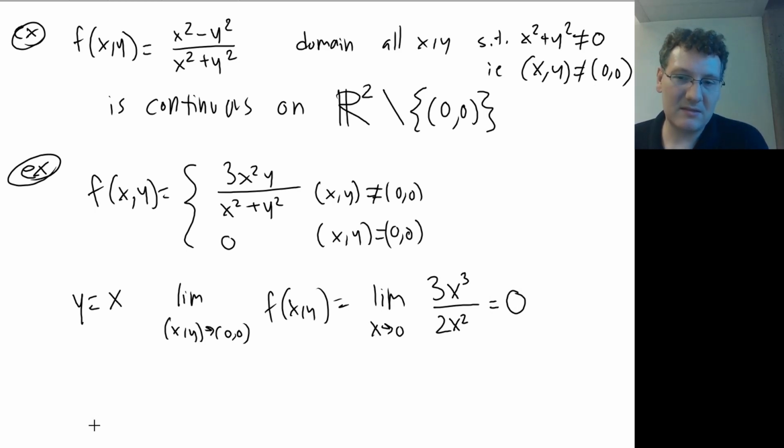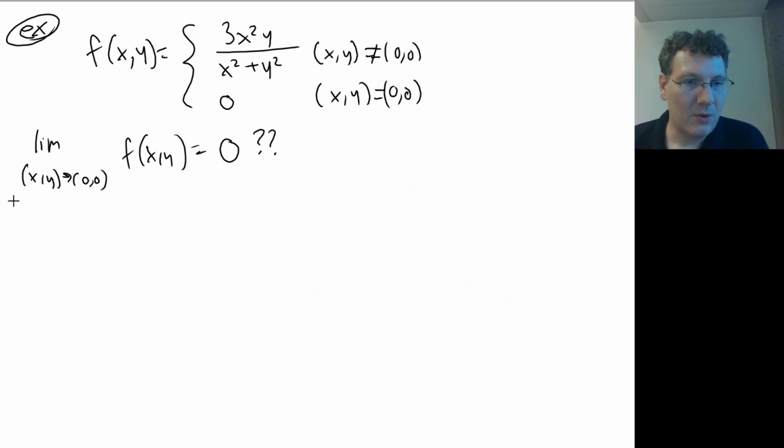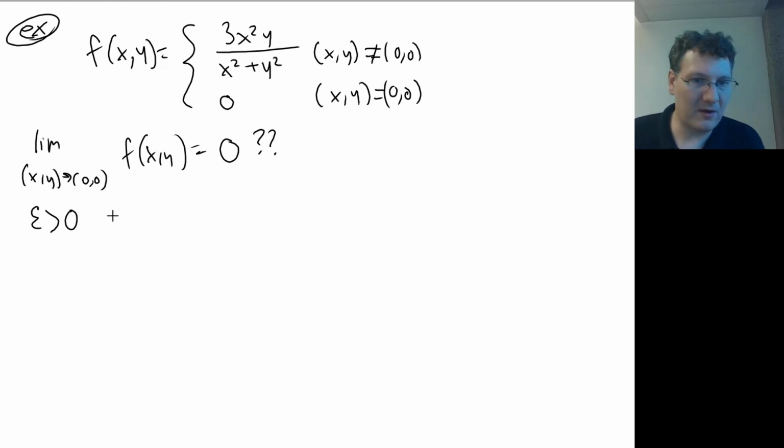So this isn't enough to prove that the limit is 0 along all curves. We could suspect that the limit is 0, and we can try to prove this using the epsilon-delta definition. So let's give that a shot. Okay, so we're going to suppose that we have some epsilon greater than 0.